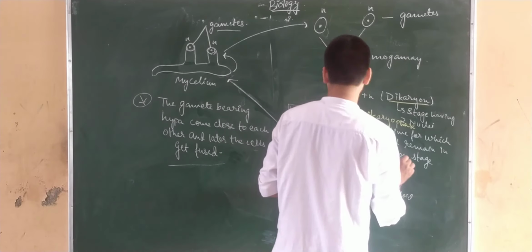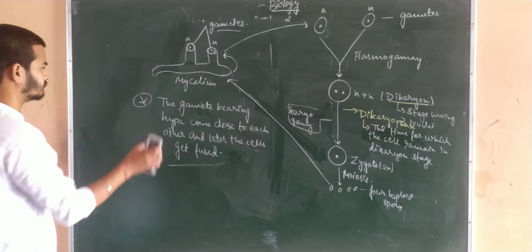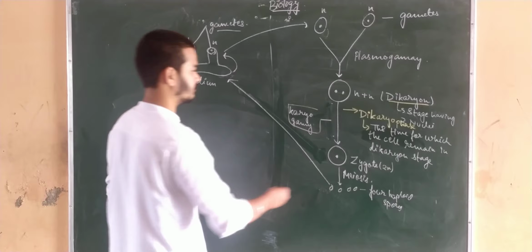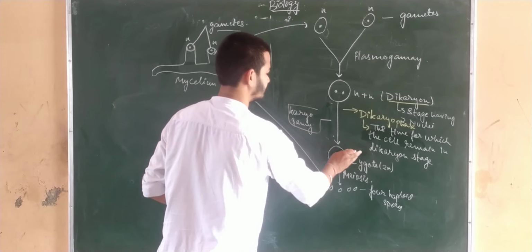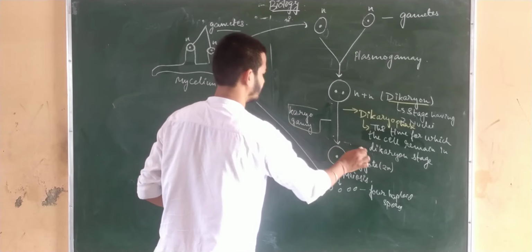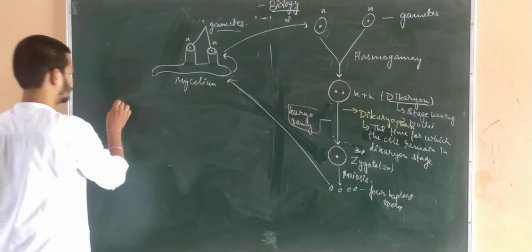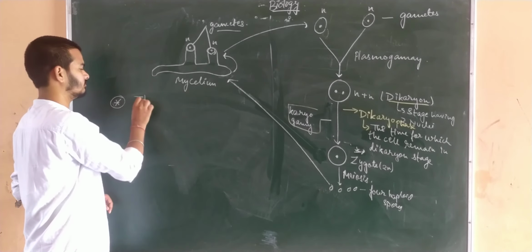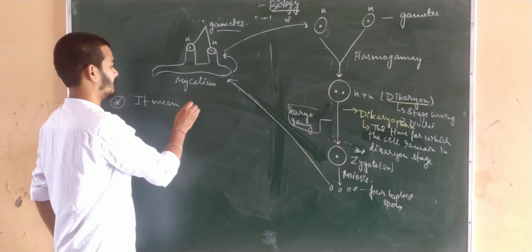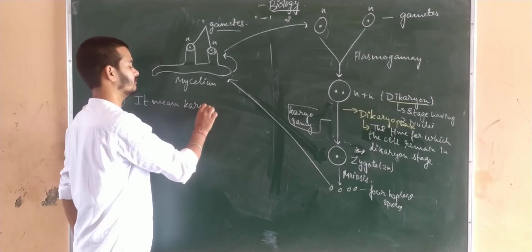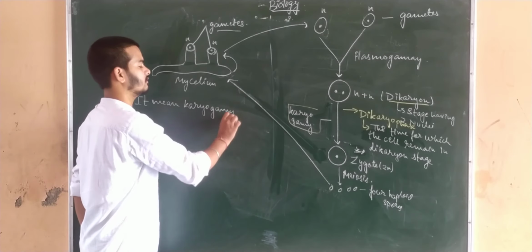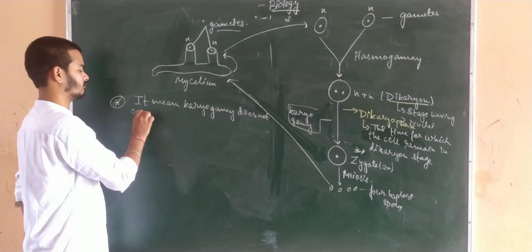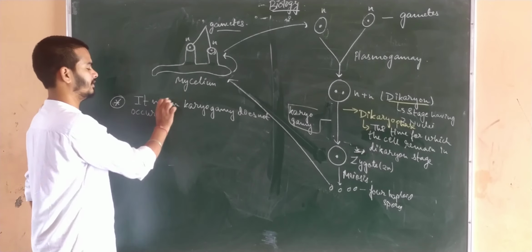So I think I should rub this. You will continue this part from here, this star over here. It means karyogamy does not occur immediately.